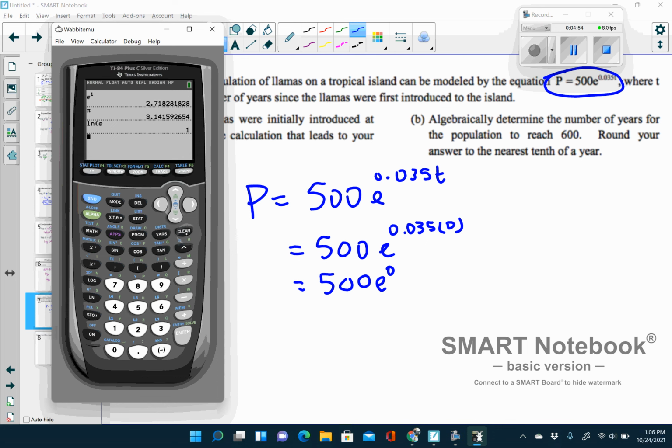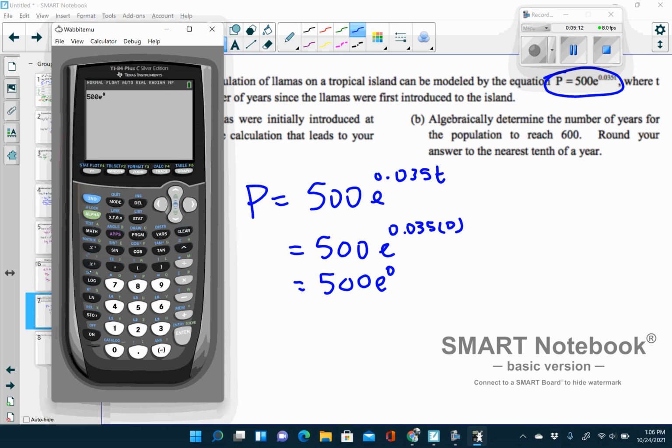Let me go ahead and just clear what's there. So I'm going to type 500 times 100, come on, e to the, which is right there. So I'm going to hit second ln, and I have 0 power. I'm only doing this to show you how to plug things into the calculator.